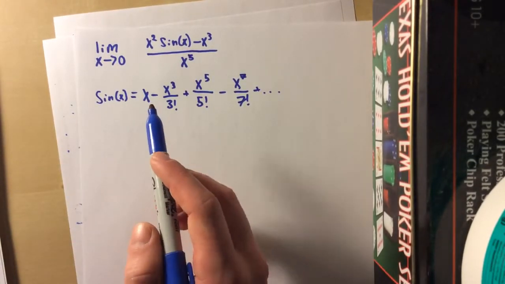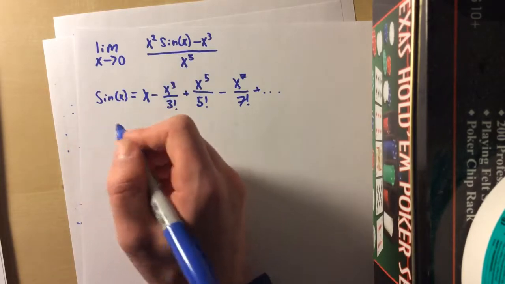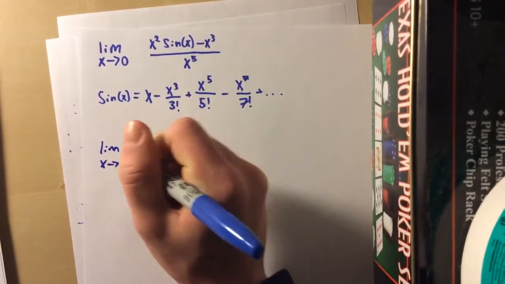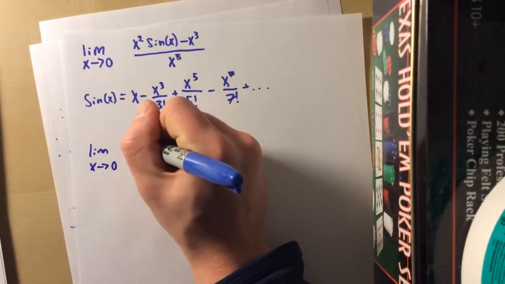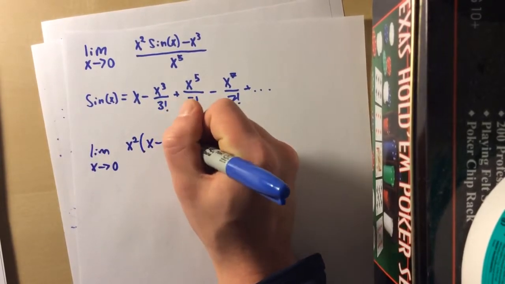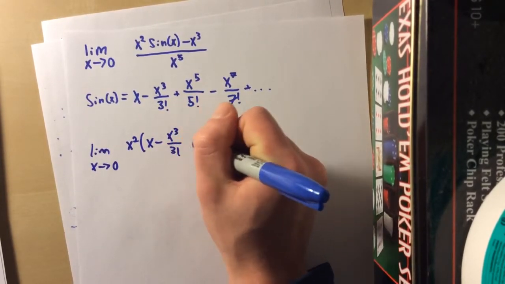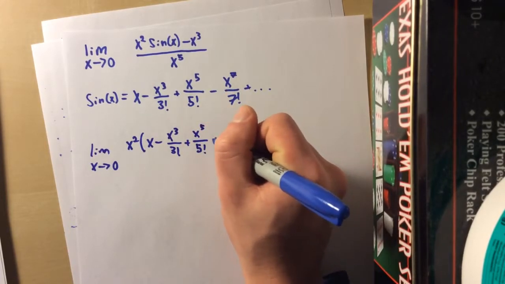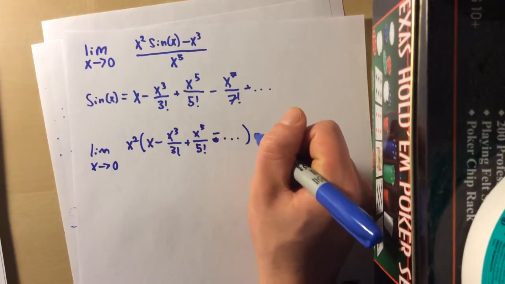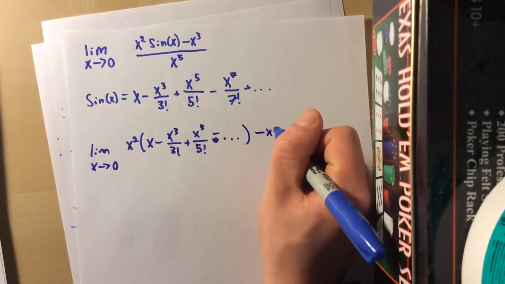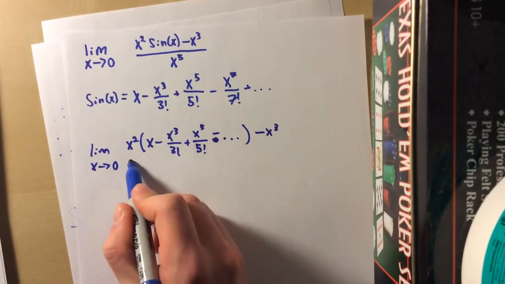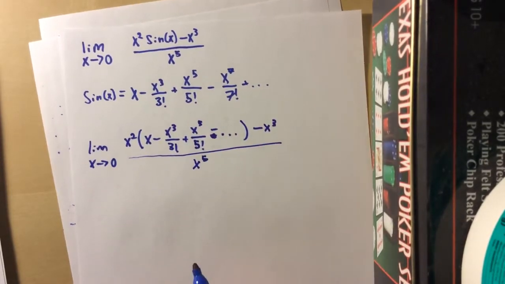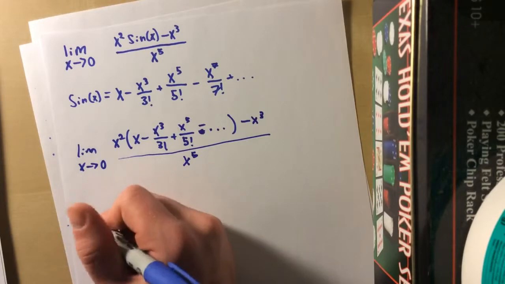And let's rewrite this by substituting this in instead of sine of x. So we get the limit as x approaches 0 of x squared times sine of x, which we're rewriting, and I'm going to stop right there. That's minus x cubed, and all of that over x to the fifth. And something pretty cool happens once you multiply this out.